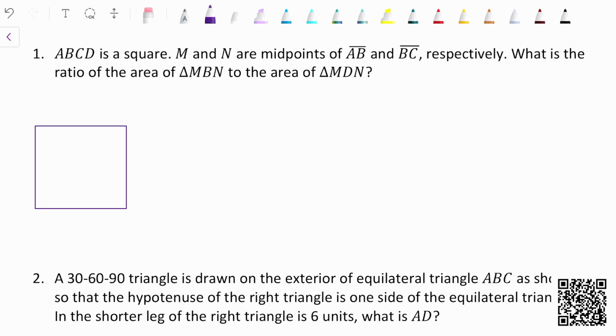Today's first question is, ABCD is a square. As you can see, I've already drawn out a square here. So A, B, C, D is a square. M and N are midpoints of AB and BC respectively. This is M, and this is N. What is the ratio of the area of MBN to the area of MDN?